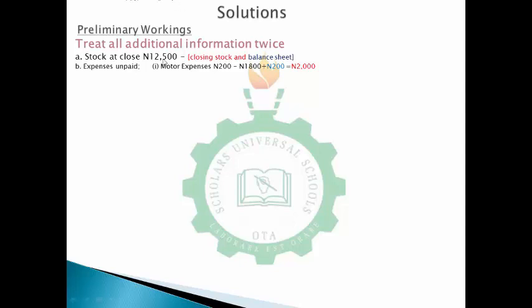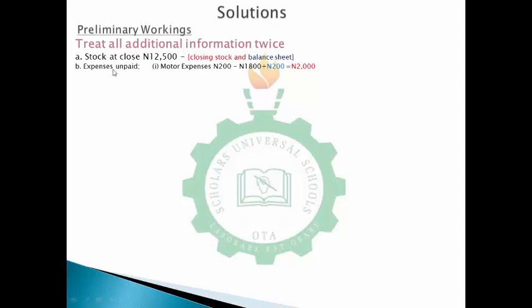Don't forget we said treat it twice. So the second part is you will have to take that expense unpaid to your liabilities, because you are owing NEPA, you have not paid them. You have enjoyed light and you have not paid, so it is owings, and your owings are called liabilities. It's a current liability because they are the kind of liabilities that you don't expect to pay for a period above 1 year. Of course you want to pay within 1 year, so it's a current liability.